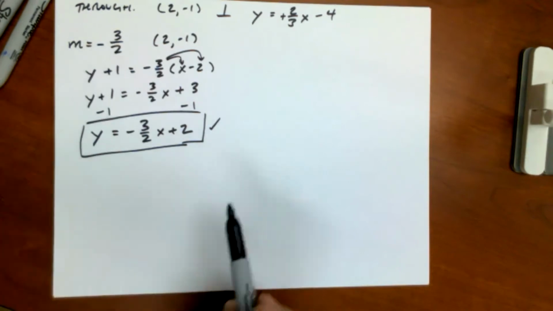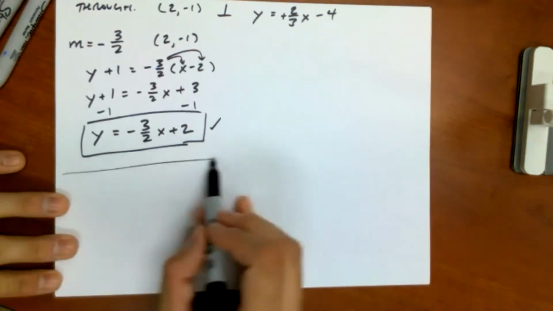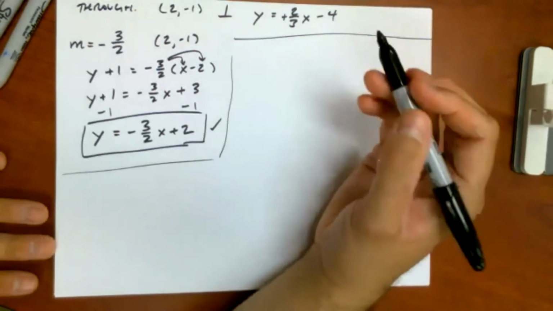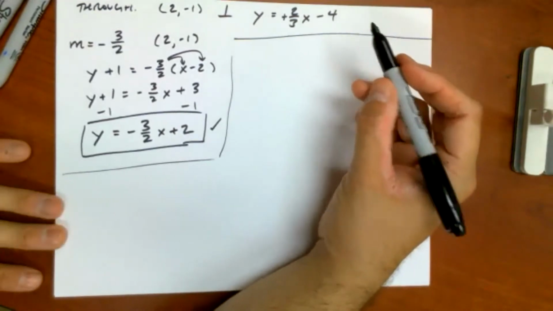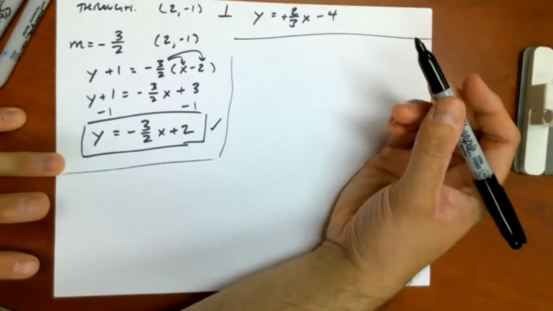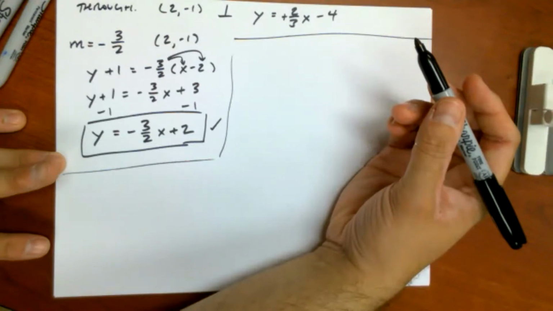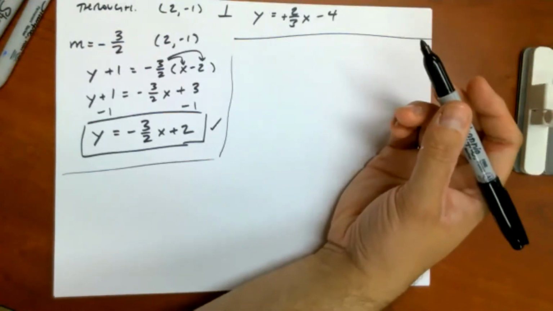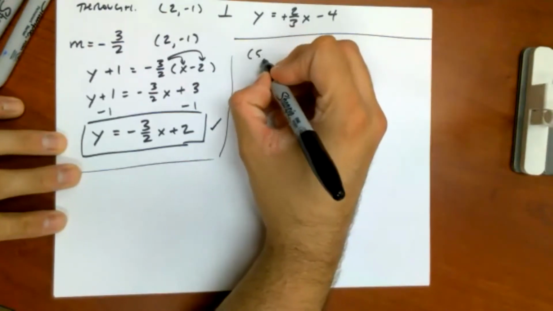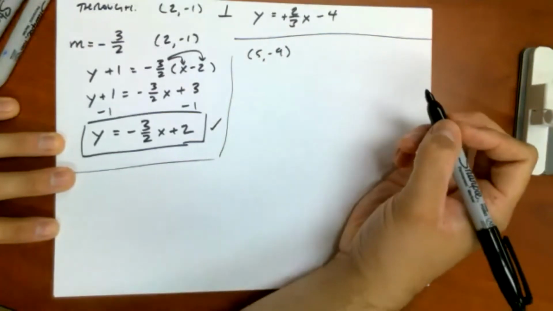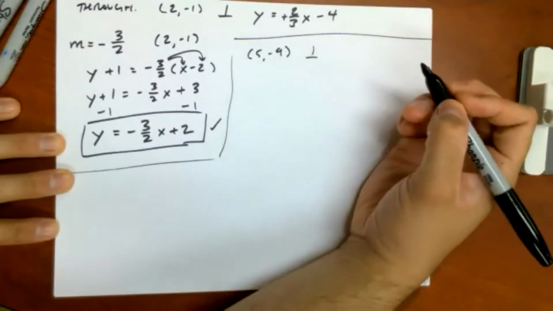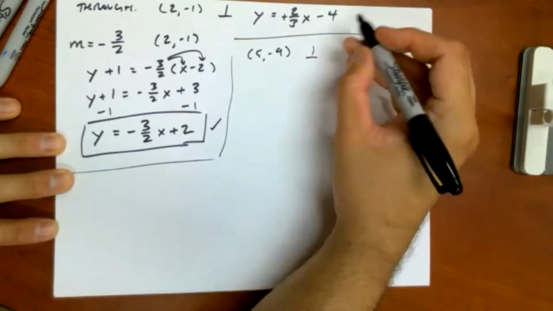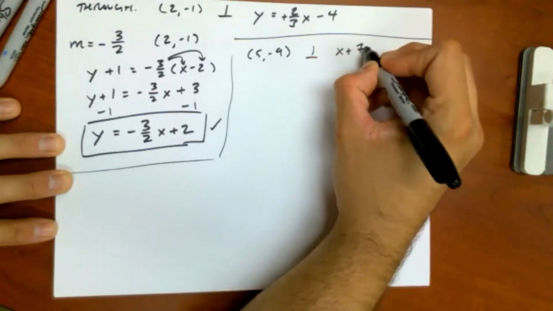Okay, so let's do another one of these, and I want you to try it now. I'm going to pause it so you can try it because I'm recording and not on YouTube Live. This is number 12. It says it passes through 5, negative 9, and it's perpendicular to x plus 7y minus 12 equals 0.